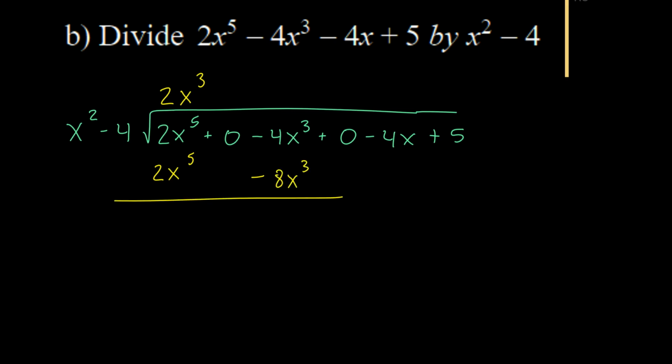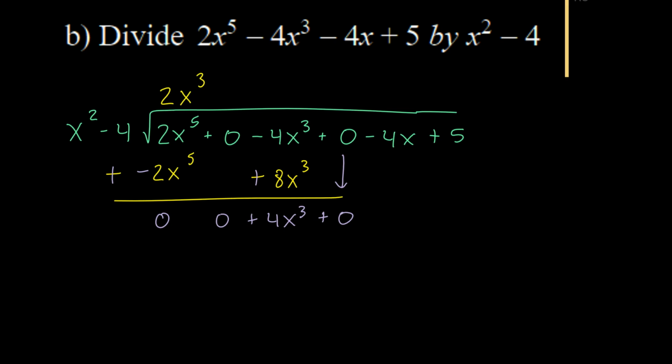Now, I am subtracting. I know some of us are not very good at our negatives. Some are, and that's great. But some are not. So I highly recommend changing this to an addition problem by changing the signs of everything. So now this is 2x to the 5th minus 2x to the 5th. 0. Bring down the 0. And negative 4x cubed plus 8x cubed is a positive 4x cubed. Then I bring down the next term.